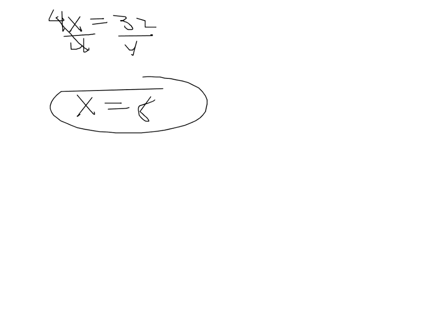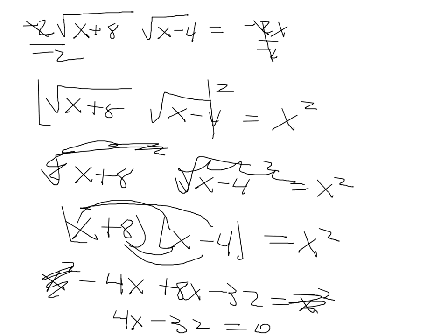So we add 32 to both sides, divide both sides by 4, and we get 8. So that time, we only had one solution when we looked at the graph, and when we solved the equation, we only had one solution. So the solution's 8.